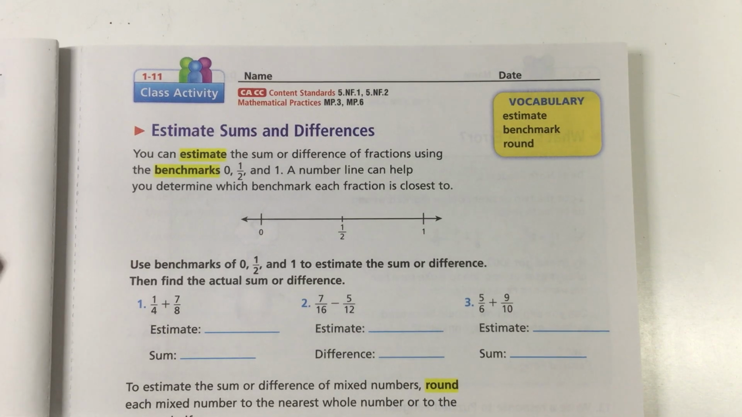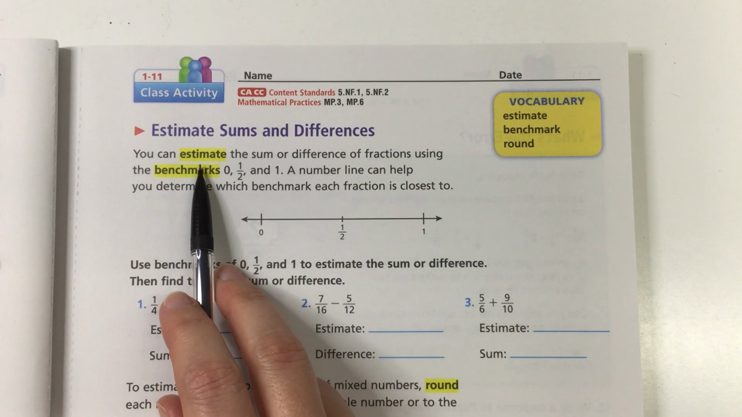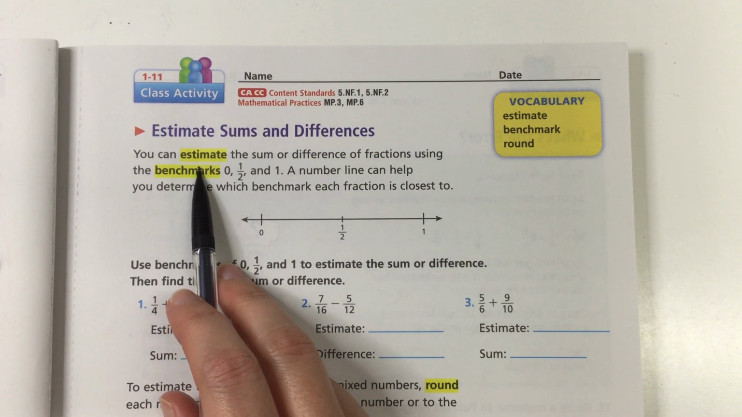Hi, fifth grade. This is lesson 11 of Unit 1. I'm on page 25 of our SAB. And we're going to be starting to talk about estimating. This is a word that you learned in fourth grade, and we know in fourth grade it meant rounding.